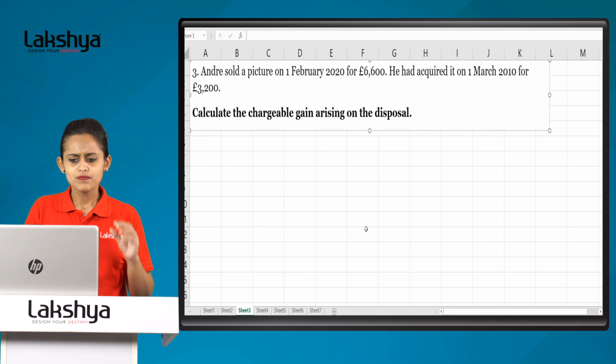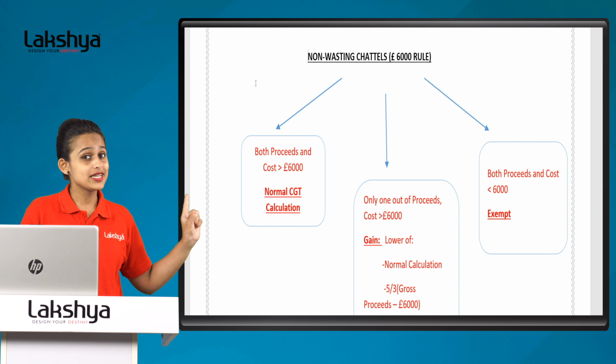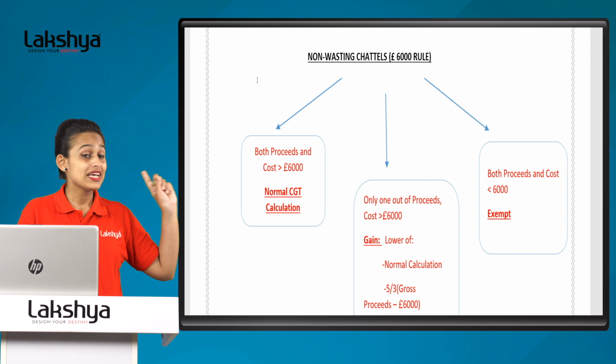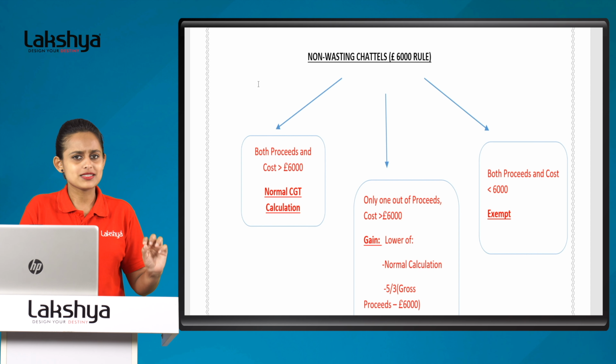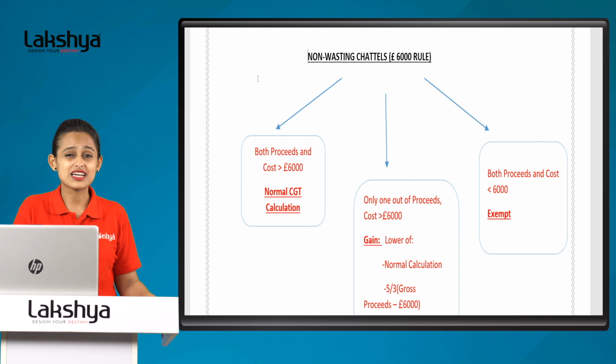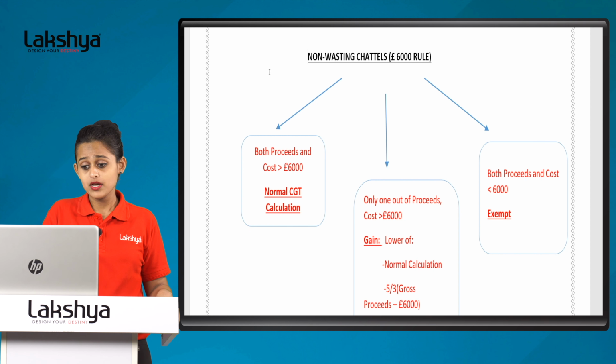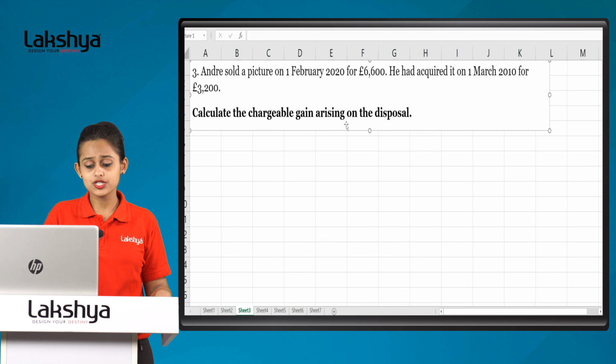So here, is it case 1, case 2 or case 3? Case 1 is when both proceeds and cost are greater than 6,000. Case 2 is when any one of proceeds and cost is less than 6,000. The third case is when both proceeds and cost are less than 6,000. Let's go on with the question.